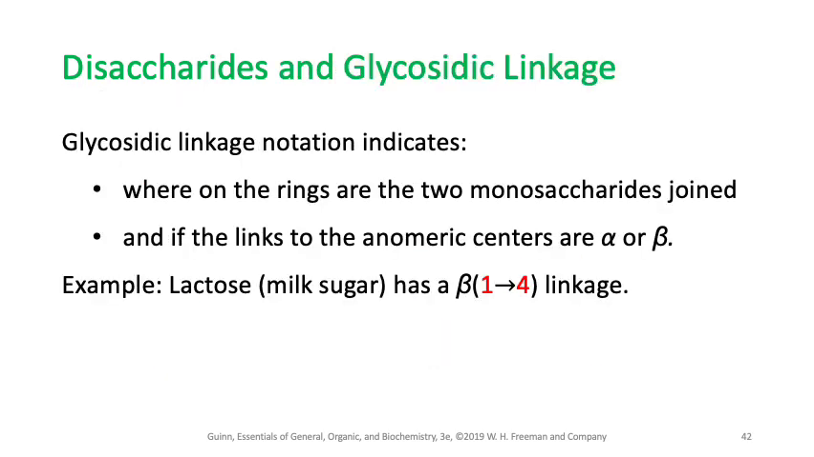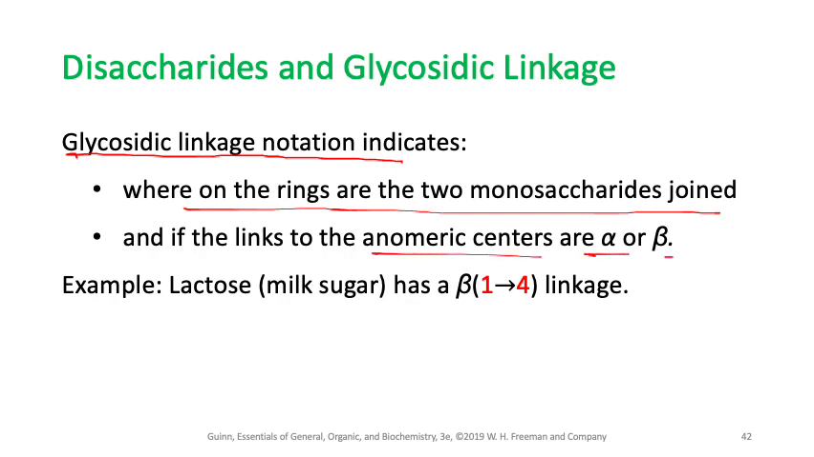So now we're going to talk about what information the glycosidic linkage gives us. First, it normally tells where on the rings the two monosaccharides are joined. It will give you the number. Second, it will tell you the anomeric center, whether it's alpha or beta, right? For example, lactose, one of the disaccharides, which is also called milk sugar, has a glycosidic linkage of beta 1,4 linkage. So we're going to learn what this beta 1,4 means. Let's go to the next slide and learn what this beta 1,4 glycosidic linkage means.